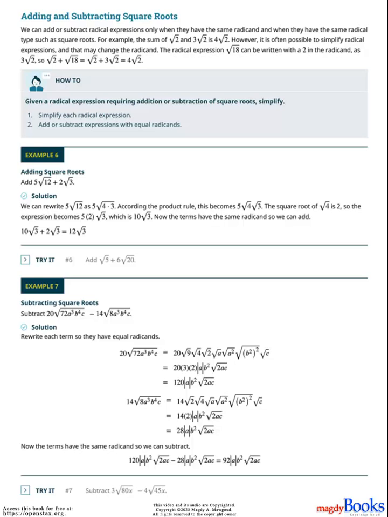Now the terms have the same radicand, so we can subtract. 120ab squared square root of 2ac minus 28ab squared square root of 2ac equals 92ab squared square root of 2ac. Try it number 7. Subtract 3 square root of 80x minus 4 square root of 45x.